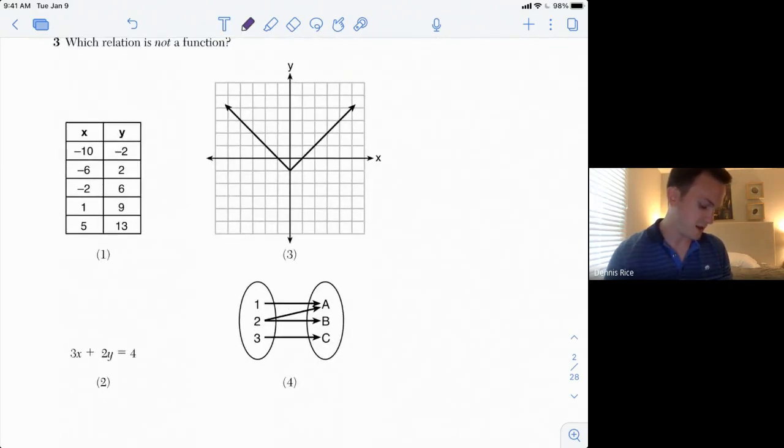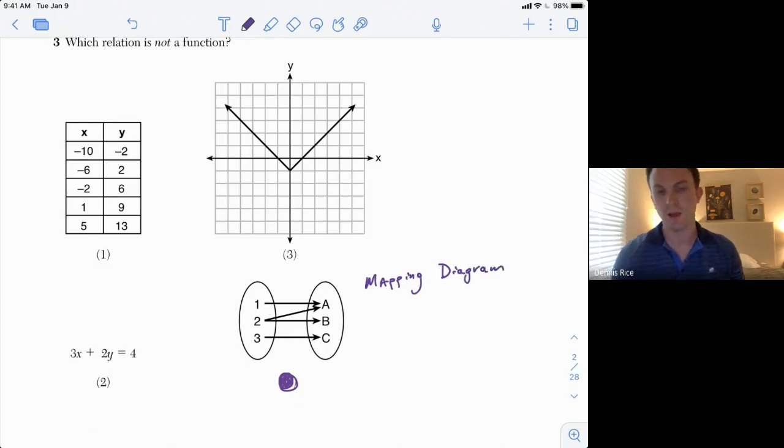Which one is not a function? What do we get for number 3? Yeah, what's wrong with 4? 4 is what we call a mapping diagram. We've seen this in our lesson, so it shouldn't be too new, but it still is a little weird. It's like a table, but the arrows tell you what goes to what, not like the rows.